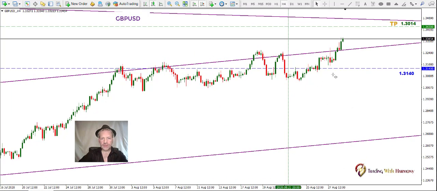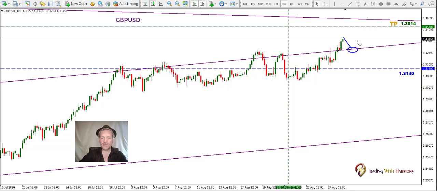So in the pound dollar, what I'm looking for this week is for price to come back to this level here, and if it holds at this level, then I'm looking for price to continue up to our take profit level.